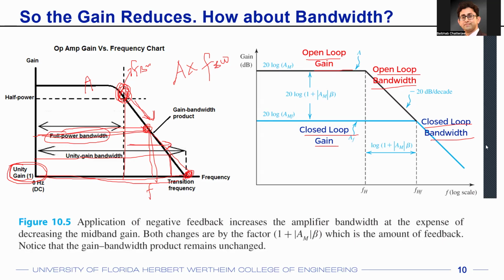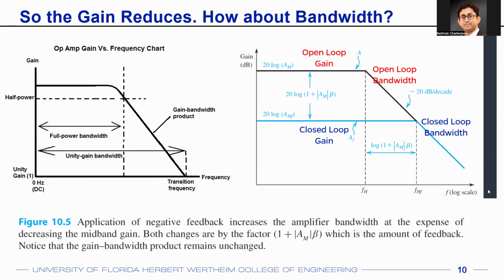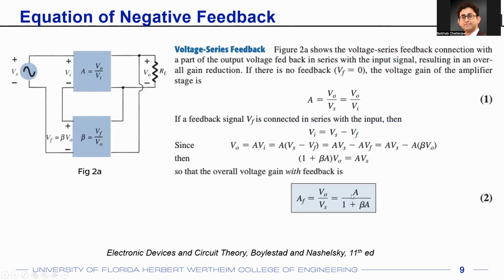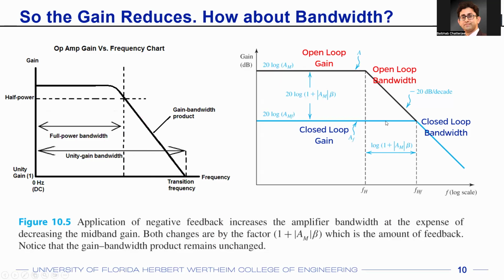Let me go back. So your open loop gain was A, but your closed loop gain, after having the feedback, is a reduced version of that open loop gain. So if your gain reduces, your bandwidth will increase. So that's another effect of negative feedback, that your bandwidth can increase by applying negative feedback to the system. And that is very useful in a practical system.